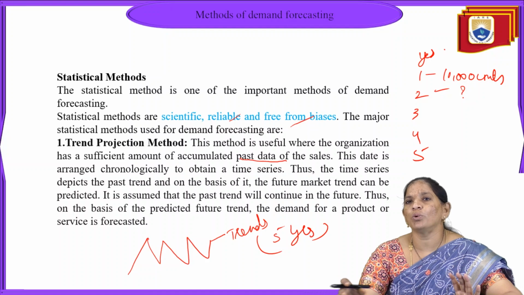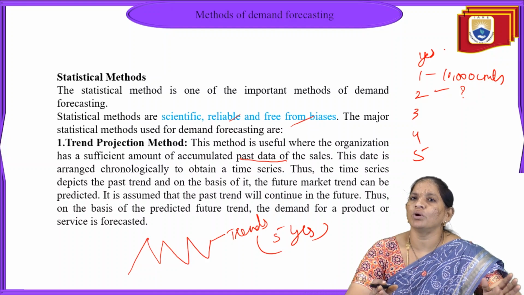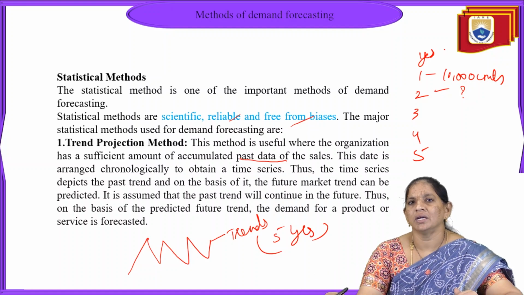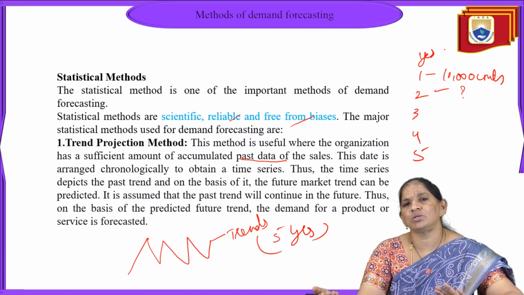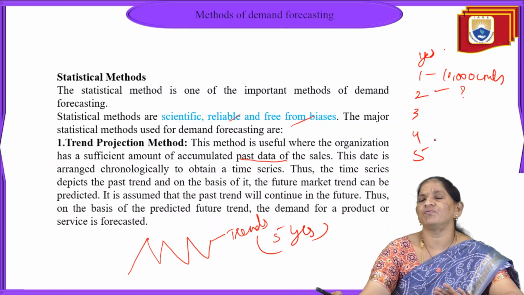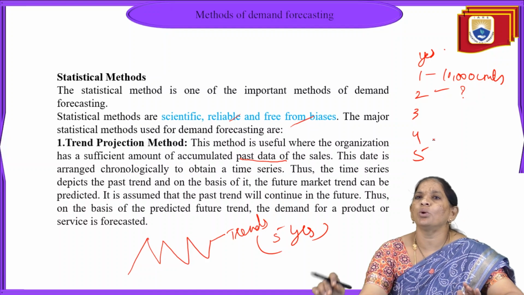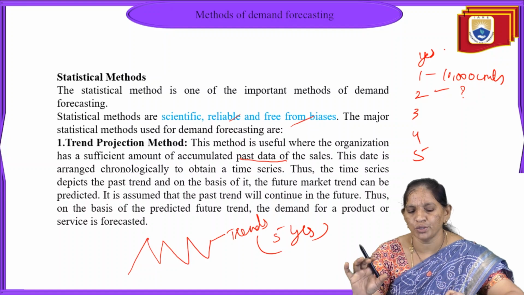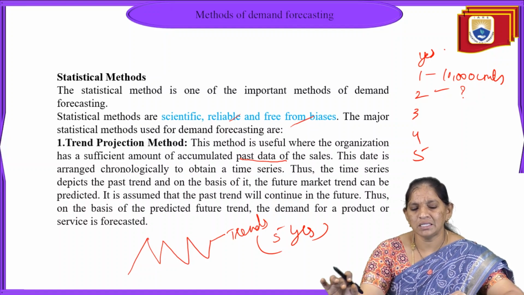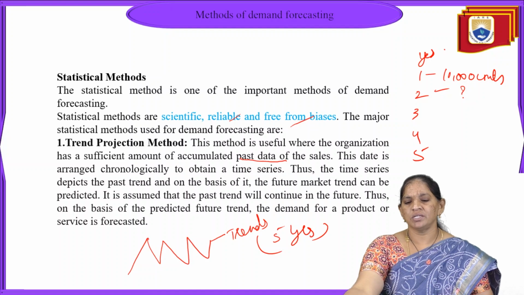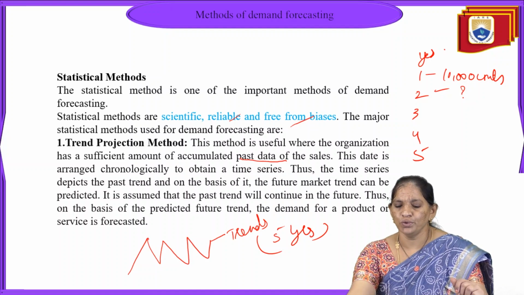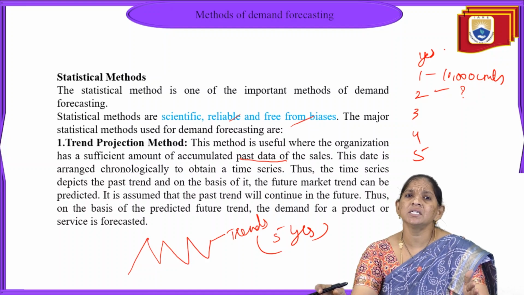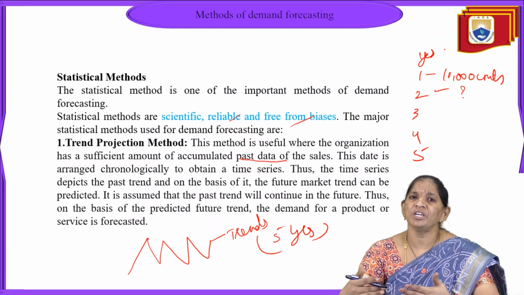So this is based upon a good amount of data, which we have to present in the historical sense, means past data is required. And in order to calculate these trends, we need a number of years, arranged in chronological order, maybe yearly basis, monthly basis, whatever, some order should be identified. And this series depicts the past trends, on the basis of which the future market trend is to be predicted. Means from the last year my sales was increasing from year to year.